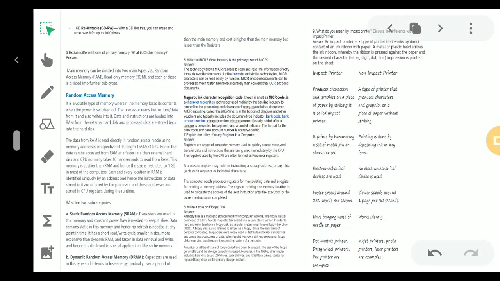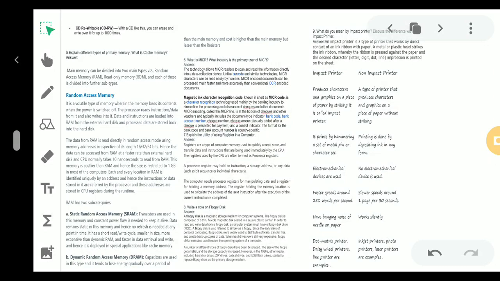Random access memory can also be divided into two different parts: SRAM and DRAM. SRAM stands for static random access memory and DRAM stands for dynamic random access memory. Static RAM is made up of transistors, and a constant power flow is needed to keep it alive. The data remains static in the memory and no refresh is needed at any point of time.